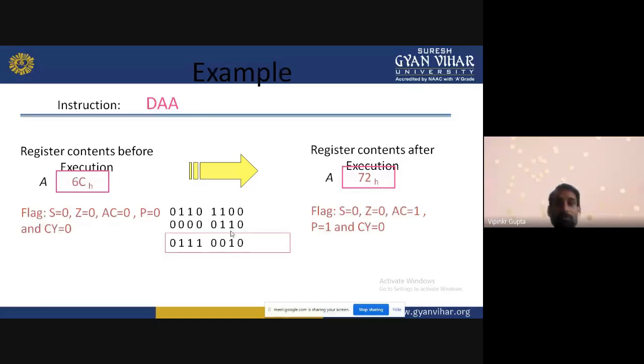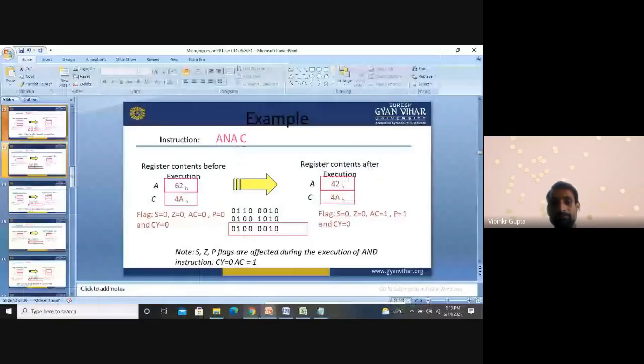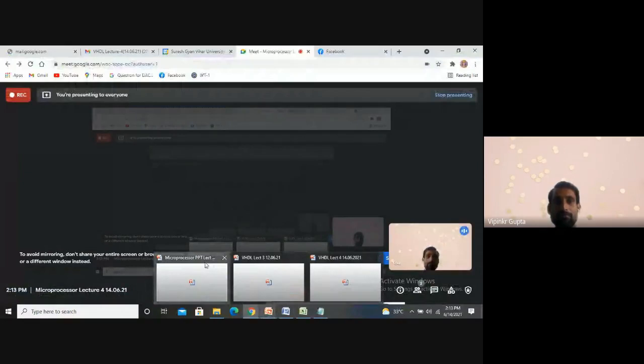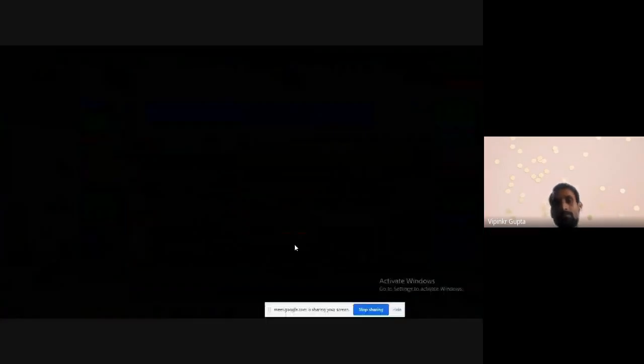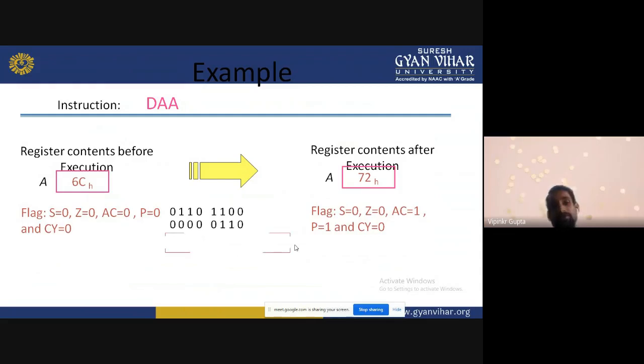number. That value is added by the 6. So what we are doing, in that value, what we are doing, 6 and C. So C will be added to the 6.